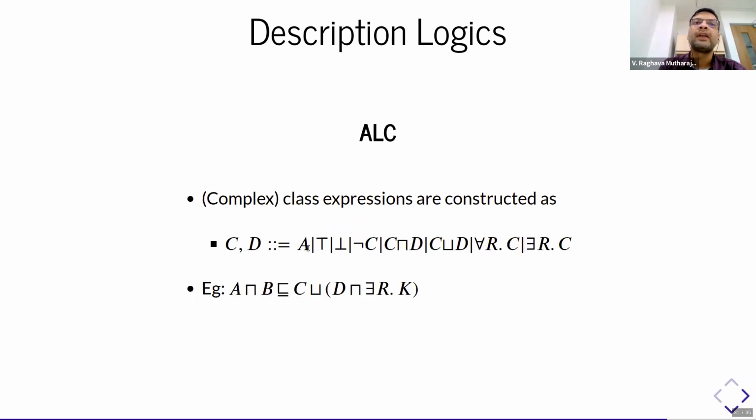And these are the constructs that it supports. It supports simple atomic classes, top, bottom, negation, intersection, union, and the two quantifiers, for all and existence. And this is an example of ALC. So you have A intersection B, subclass of this whole thing. So this is in ALC.